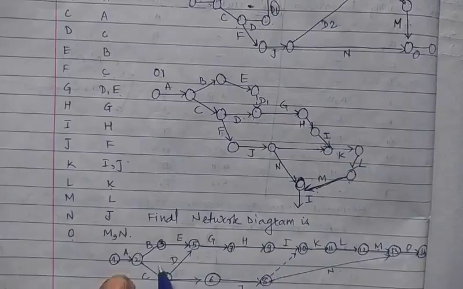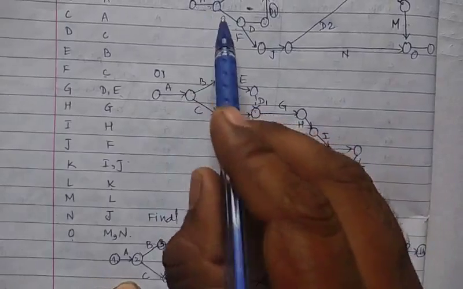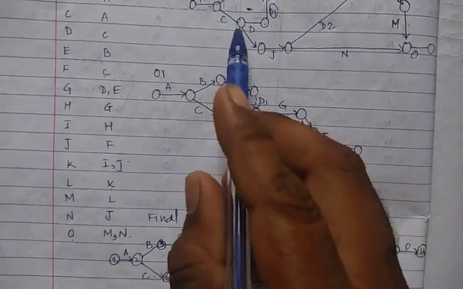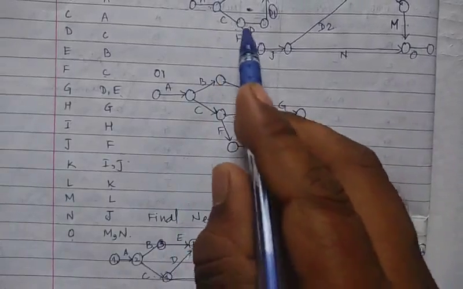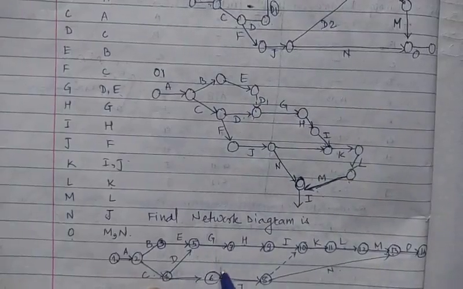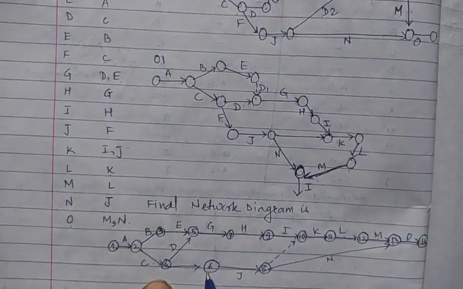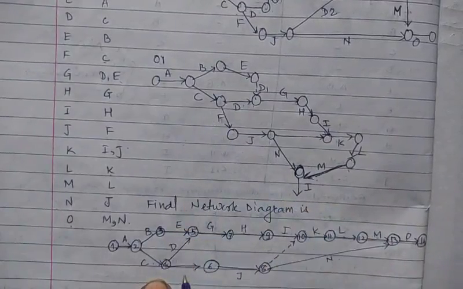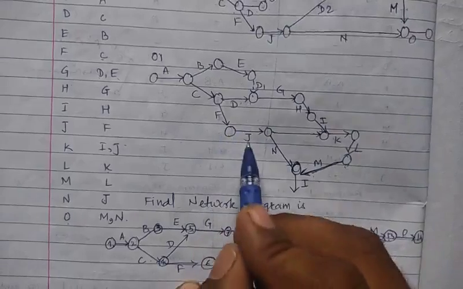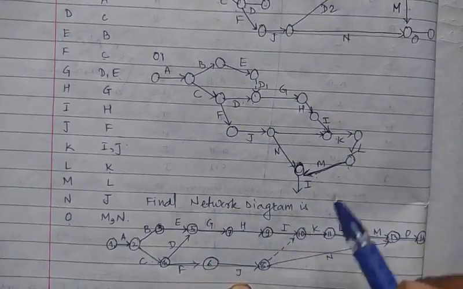And here now A goes to C, right? So A goes to C, C goes to D, and C goes to F. D directly goes to G, and C goes to F. Next F goes to J.